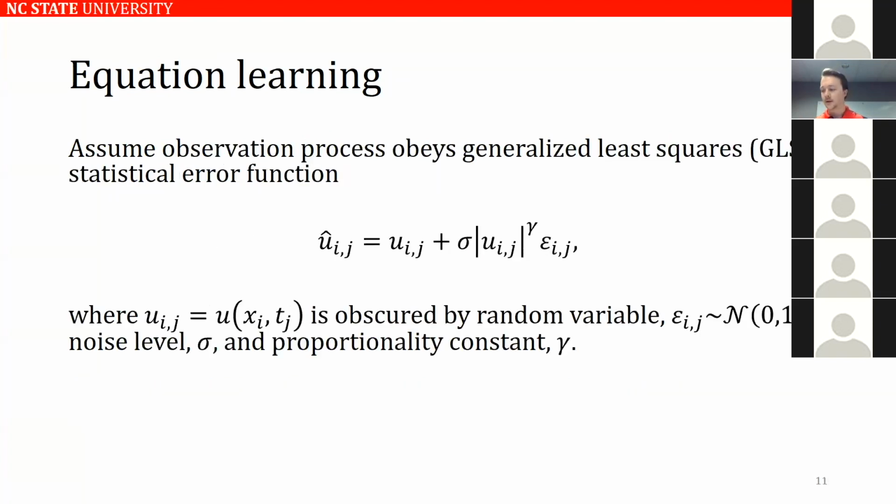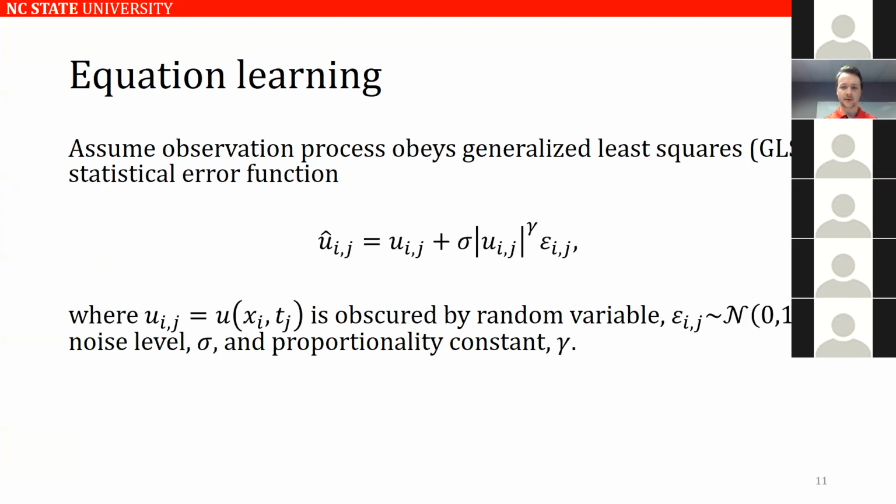But more than that, there are assumptions on the observation process, in which when you make an observation, in this case, û_ij, that just means the cell density at spatial point x_i and time point t_j. That's a function of the solution of your PDE, u_ij, but it's also obscured by this error process. We like the generalized least squares statistical error function, especially in biology, because this can describe proportional error very, very well, as you saw in John's talk.